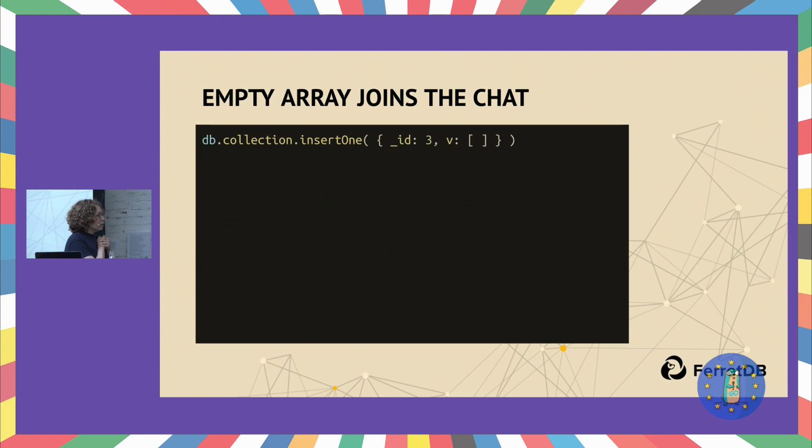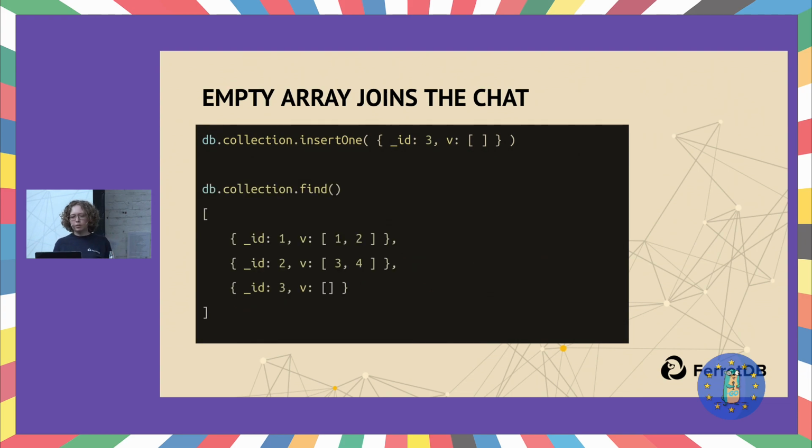OK, now let's add one more element to our database. Let's add a document that has an empty array as its field B. Totally possible case. So as the result, in the database, we have 3 documents. The third one is an empty array.